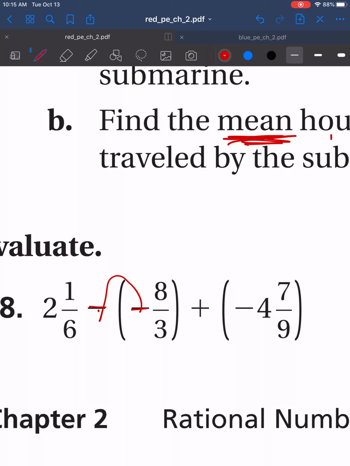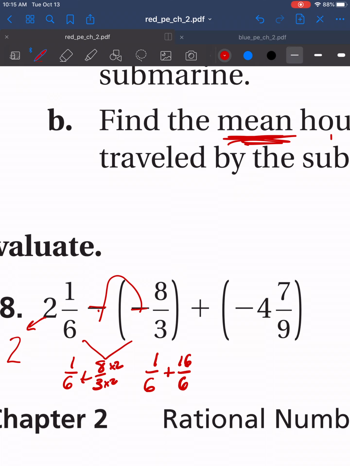Now, let's go add our like items. These are like items to me because they are both positive. So let's go ahead and do those first. I'm going to go ahead and leave the 2 out for a second. Since they are both positive, I can do that. So I'm just going to focus on 1/6 plus 8/3. I need a common denominator. I can see that a good common denominator would be 6, so I'm going to leave 1/6 how it is. And then if I want to turn 8/3 into a 6, I got to times this by 2 and times this by 2. It'd be 16/6.